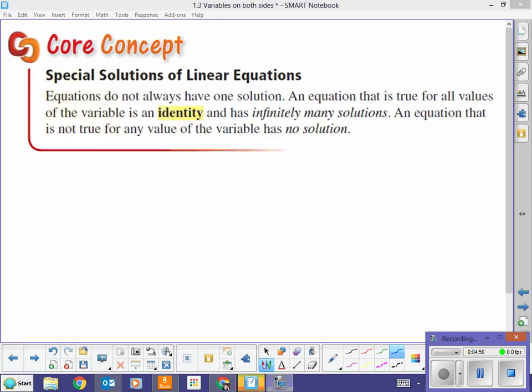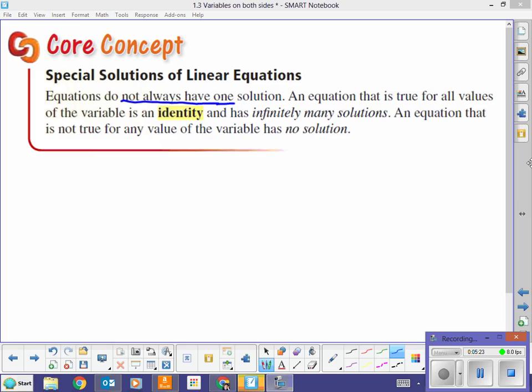Okay, special solutions for linear equations. Now this is very important. Equations do not always have just one solution. An equation that is true for all values of the variable is called an identity, and it has infinitely many solutions, which means any number, any answer would work. And then an equation that is not true for any value of the variable has no solution.